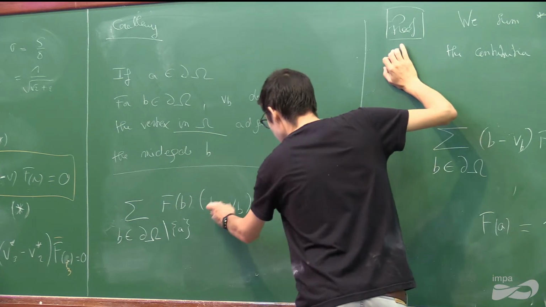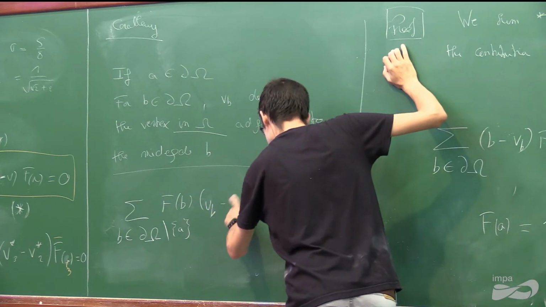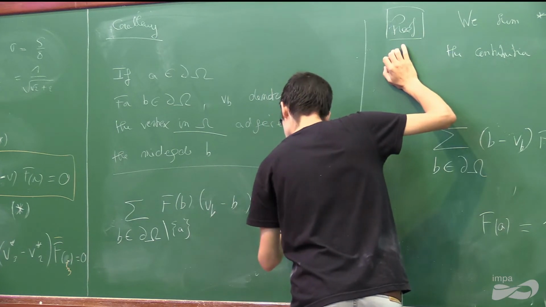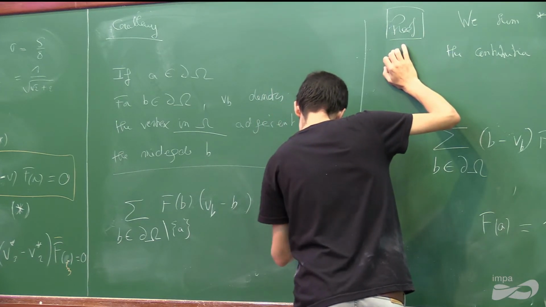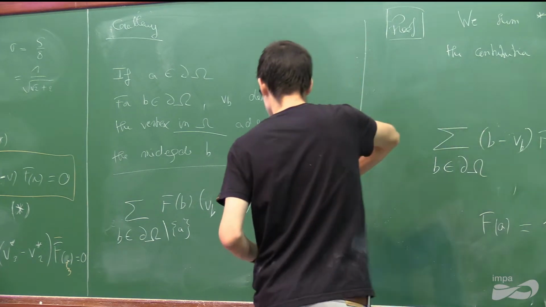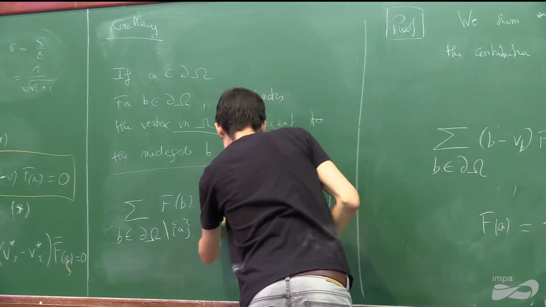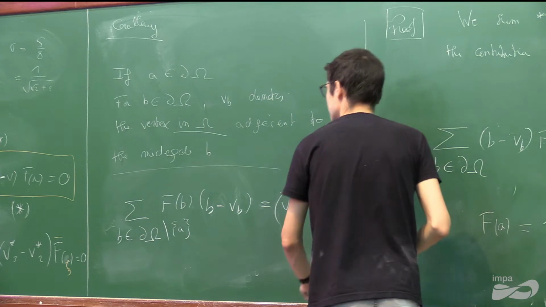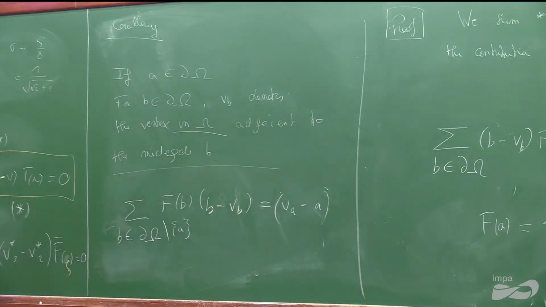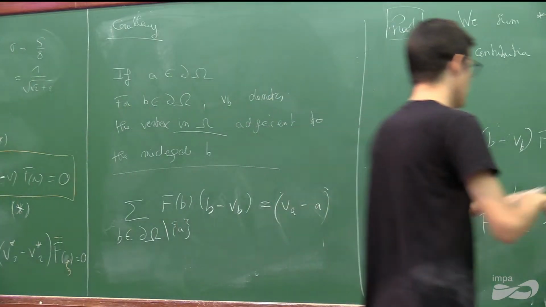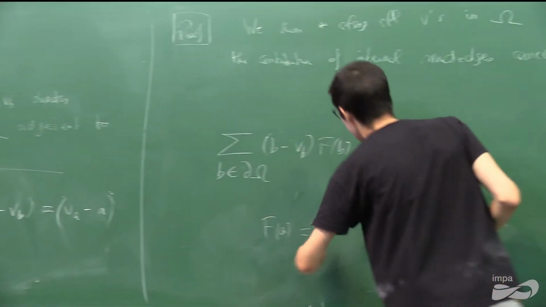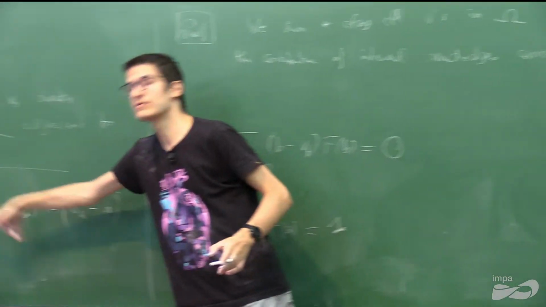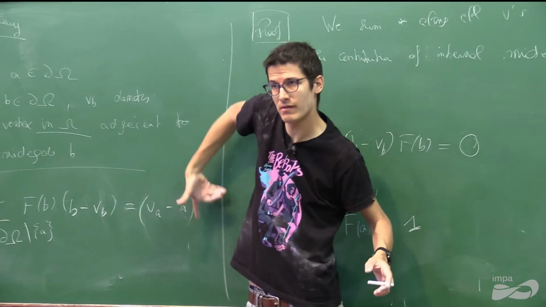Maybe you want something like this. VB minus B, and here you will get A minus VA. B minus VB, this is good, and then you get A minus A. So this is equal to 0, and in order to get this, you just shift the term of A.